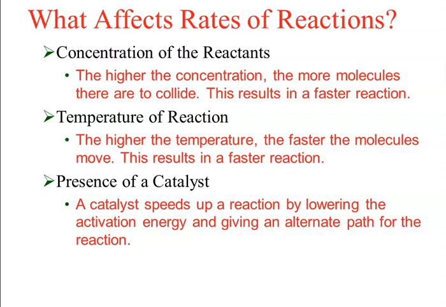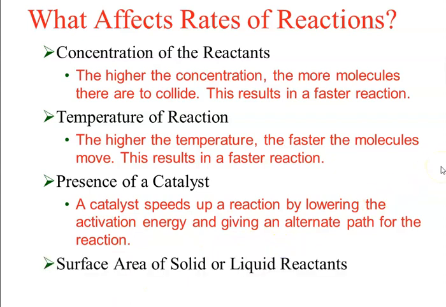Now, the other one is it gives an alternate path for the reaction. So it's kind of like a shortcut. Rather than having to go the long way around to get somewhere, it gives this little sneak pathway. That's another thing that a catalyst does. And if you're a biology major, you've learned about the lock and key mechanism for enzymes in your body. It'll temporarily lock up to the molecule, move it to where it needs to go, and then unlock. That's kind of like what a catalyst does. So a catalyst is able to speed up the reaction by those two mechanisms, lowering activation energy and giving an alternate path for the reaction.